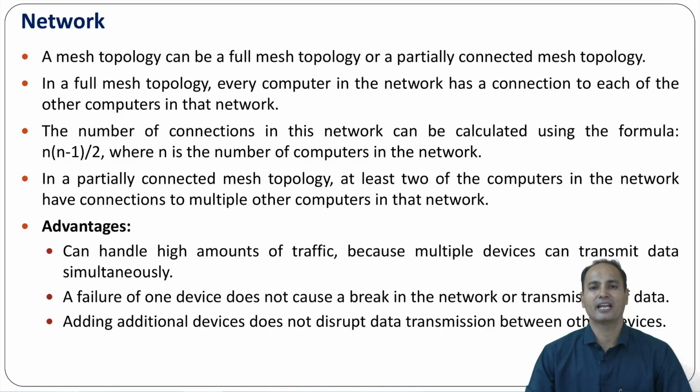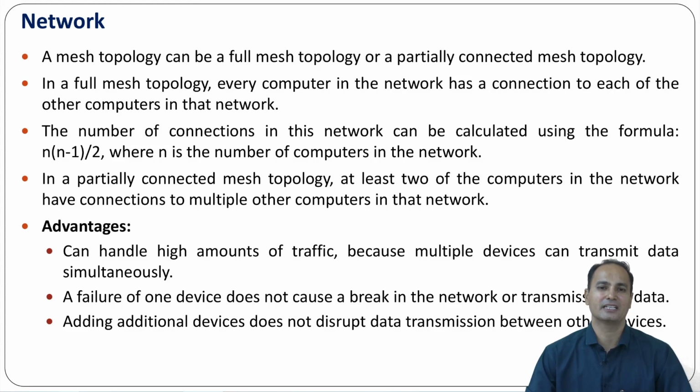A mesh topology can be a full mesh topology or a partially connected mesh topology. In a full mesh topology, every computer in the network has a connection to each of the other computers in the network. The number of connections in this network can be calculated using the formula n(n-1)/2, where n is the number of computers in the network.